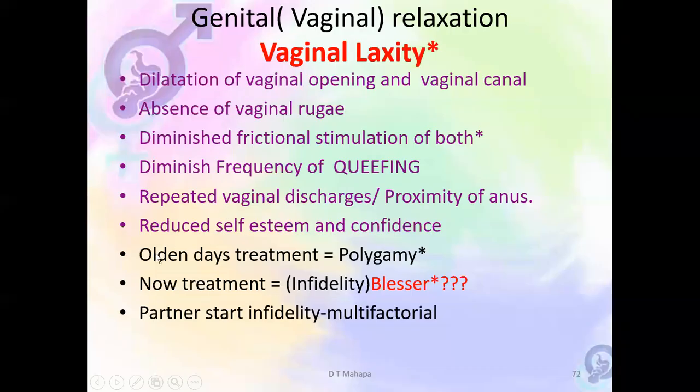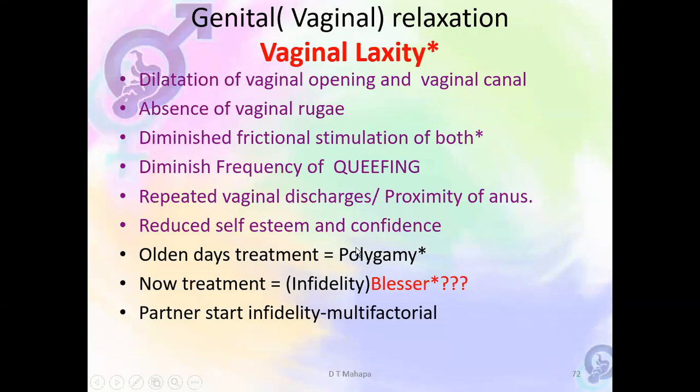How have they been treated in the olden days, by our forefathers? The commonest form of treatment for genital dilatation, when there is vaginal opening and canal dilatation, was polygamy. If the woman has delivered 4 or 5 children, now she has got perineal damage, pelvic floor damage, she has got genital relaxation. The man goes and looks for a younger one who doesn't have these problems. The second one also delivers 3 or 4 children and suffers the same fate. He goes and marries the third one.